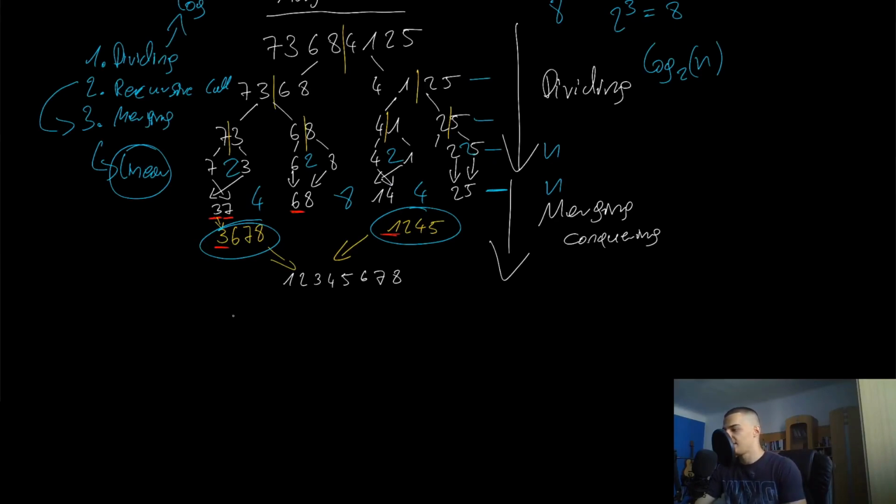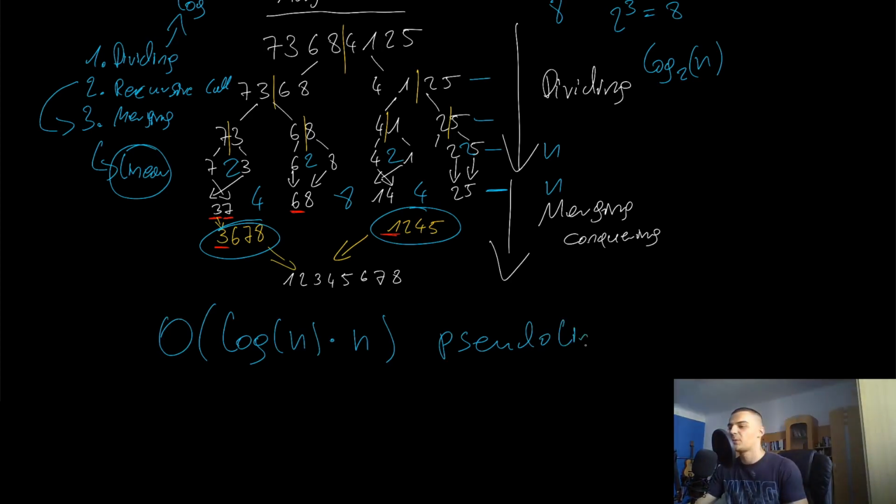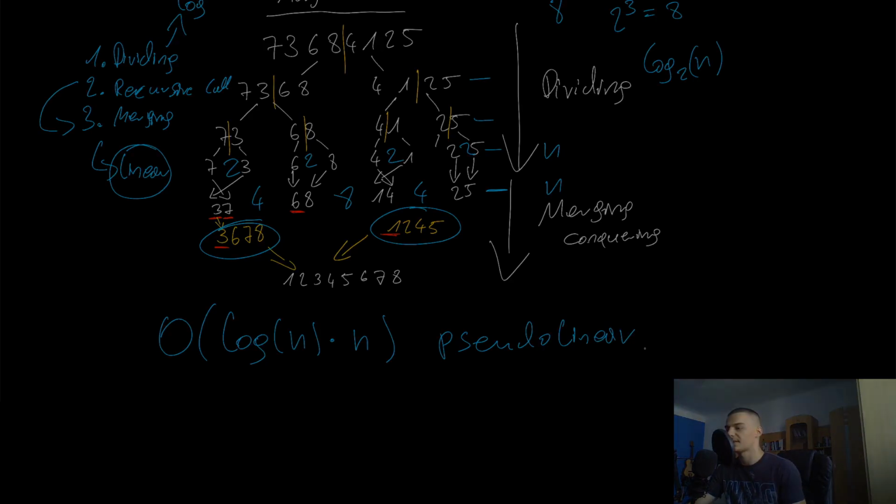So the full runtime complexity in the big O notation is the logarithm of n times n, which is pseudo-linear. Because the process of merging is linear, but we need to do it as many times as there are levels, which is logarithmic. So pseudo-linear runtime complexity.